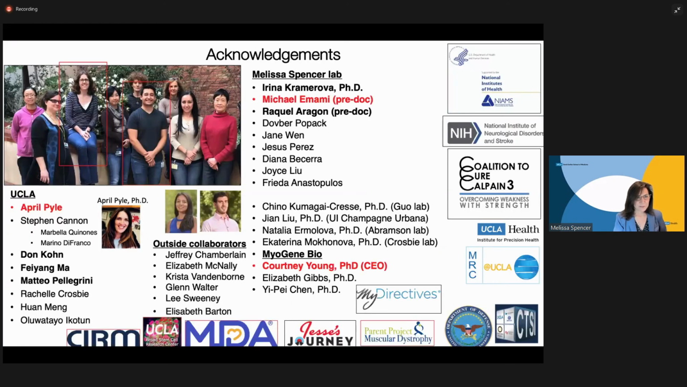And so this is a bit of a messy slide, but this is my lab. The two boxed people are the individuals who've done a lot of this work. April Pyle is a professor of MIMG at UCLA. And this work was funded by many sources, but primarily CIRM, the Muscular Dystrophy Association, and our UCLA Broad Stem Cell Institute, and now being funded by the DoD and NIH.